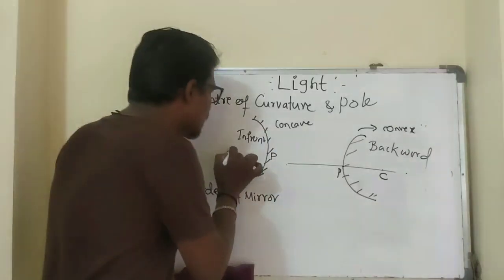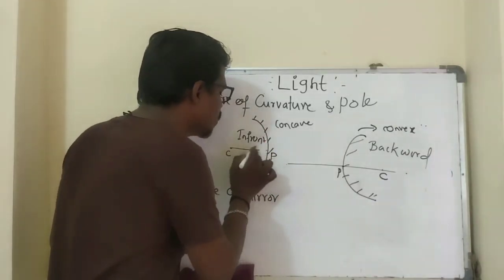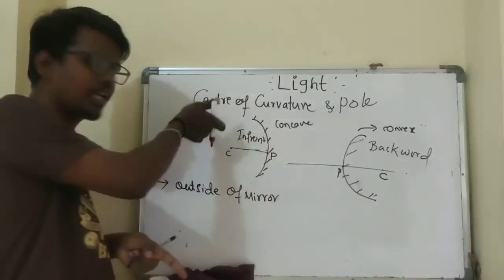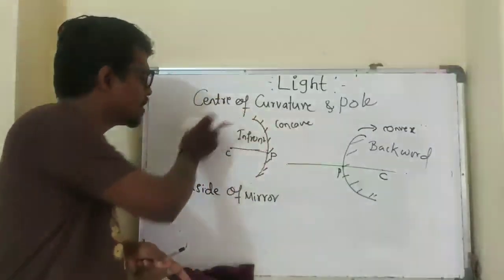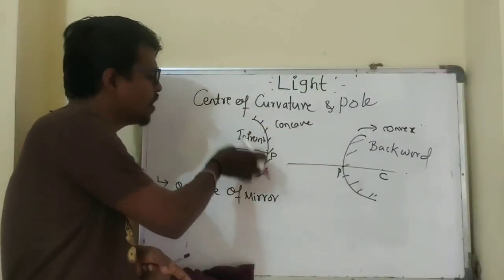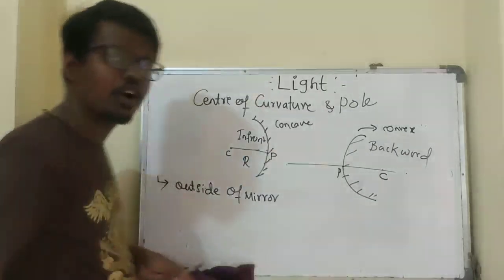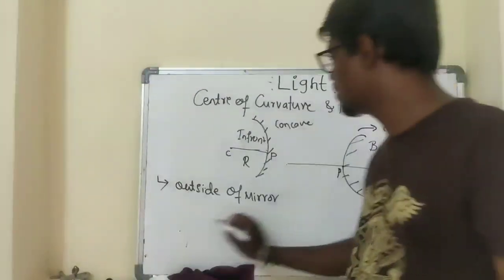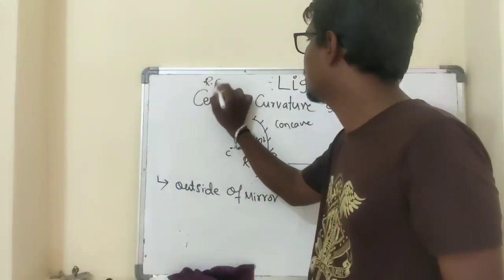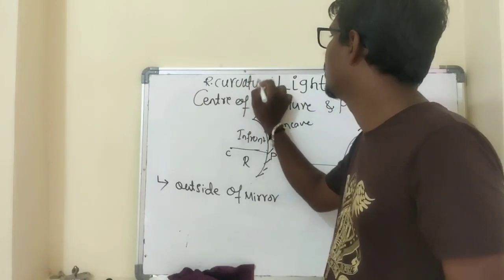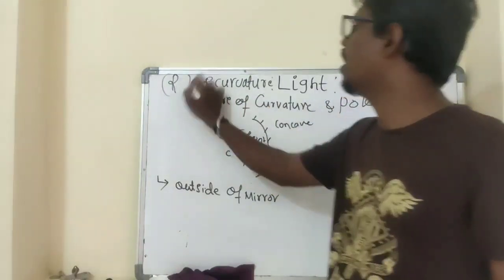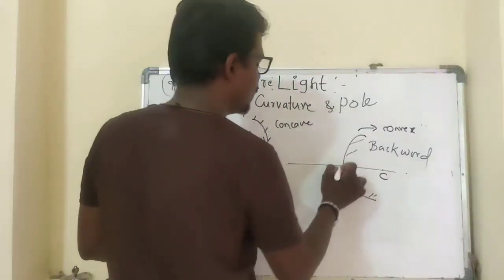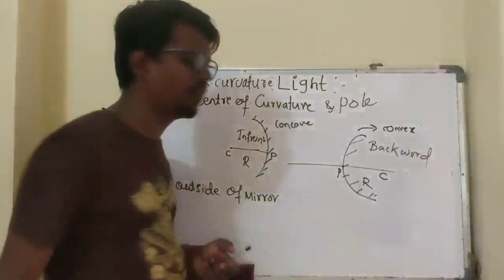If I draw a line to join these two points, it forms a radius. Initially I told you that this forms a spherical surface, and that spherical surface is nothing but a circle. If we join these two points, it will give us the radius of a circle. That radius is called the radius of curvature. This is the radius of curvature, and it is indicated by R. Now I will define here also: the distance between P and C is the radius of curvature.